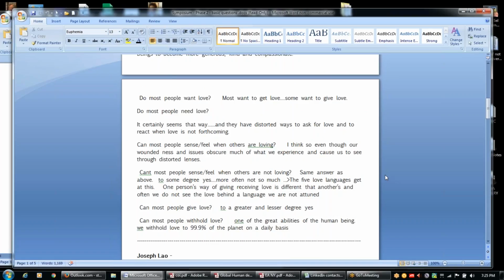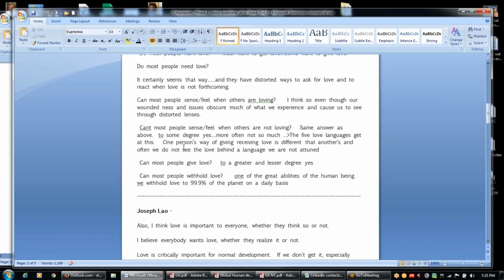And they have distorted ways to ask for love and to react when love is not forthcoming. Can most people sense, feel when others are loving? I think so, even though our woundedness and issues obscure much of what we experience and cause us to see through distorted lenses. This should be can instead of can't. Can most people sense, feel when others are not loving? Same answer as above. To some degree, yes. More often, not so much. The five love languages get at this. One person's way of receiving love is different from another's, and often we do not see the love behind the language we are not attuned to.